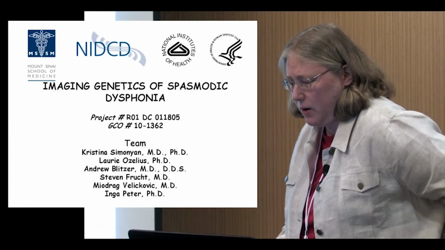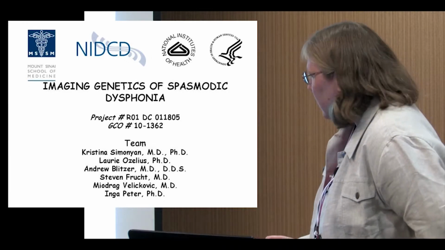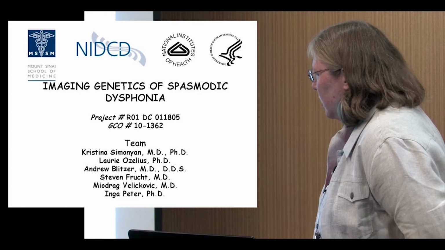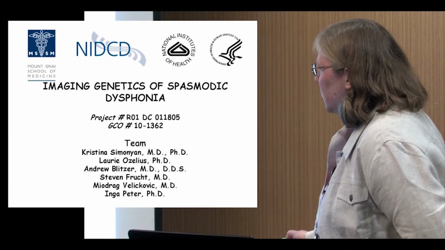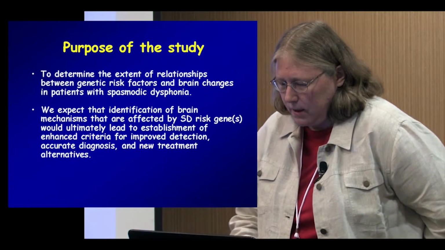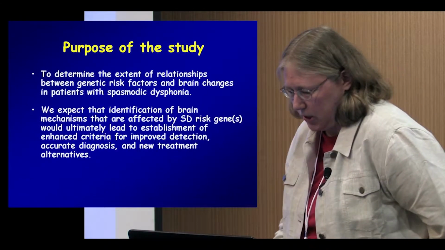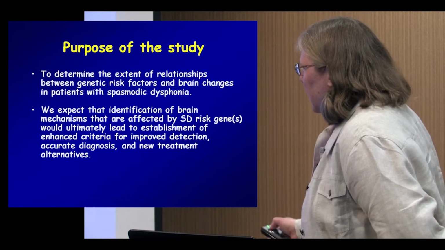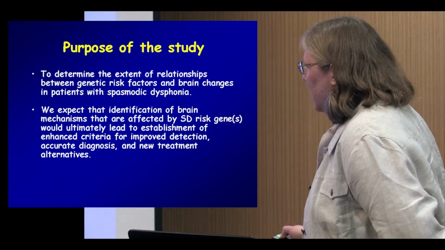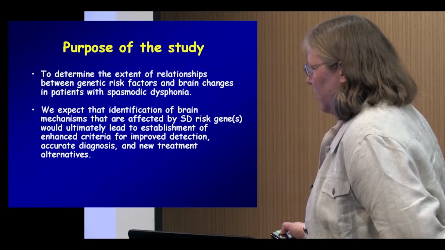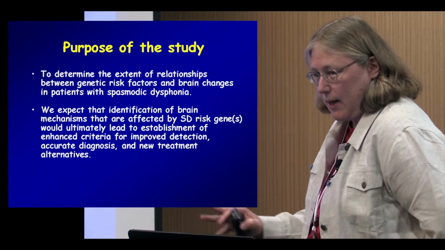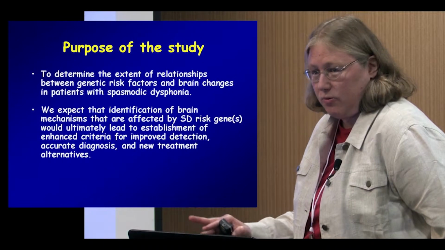The last thing I want to talk about is another study that we just got funded, led by Christine Simeon at Mount Sinai, who's an imager. This is imaging genetics of spasmodic dysphonia, funded by NIH. This is another study specifically for spasmodic dysphonia, and the purpose is to identify changes in the brain in patients with spasmodic dysphonia and correlate them with genetic risk factors. Again, we're looking for endophenotypes to ask if imaging can act as an endophenotype.